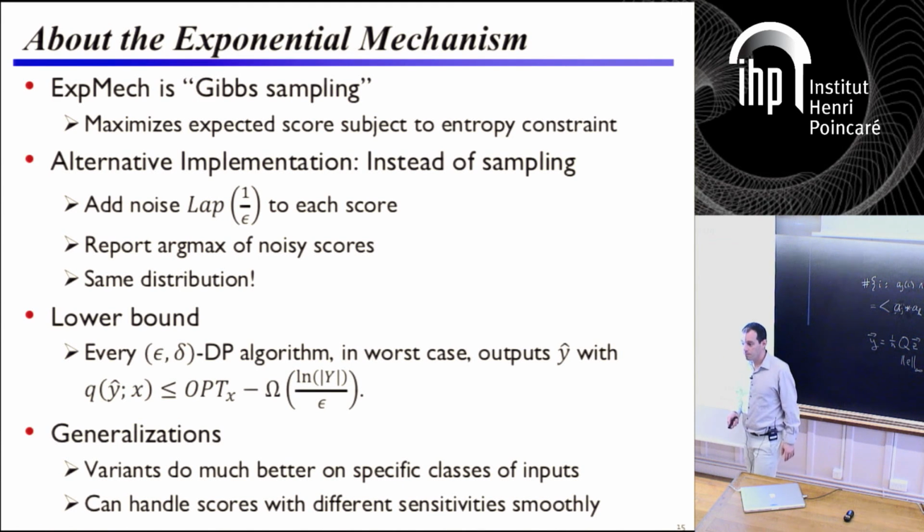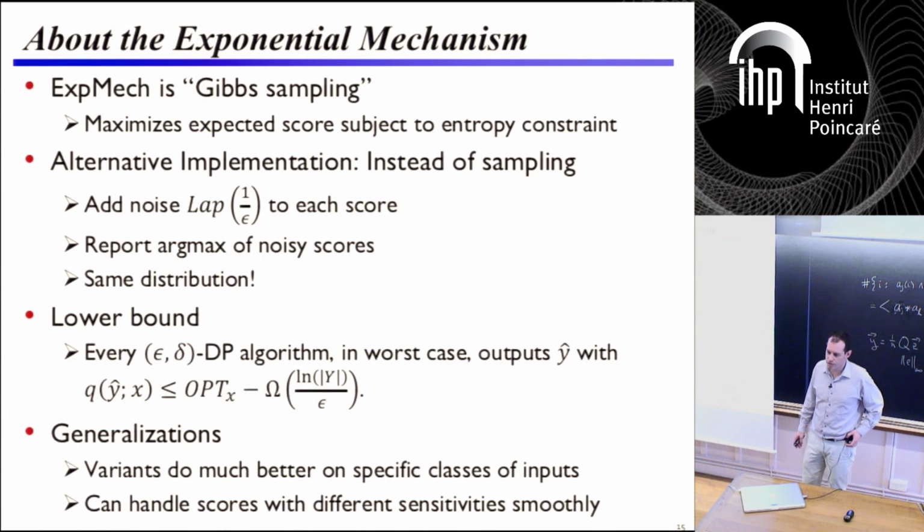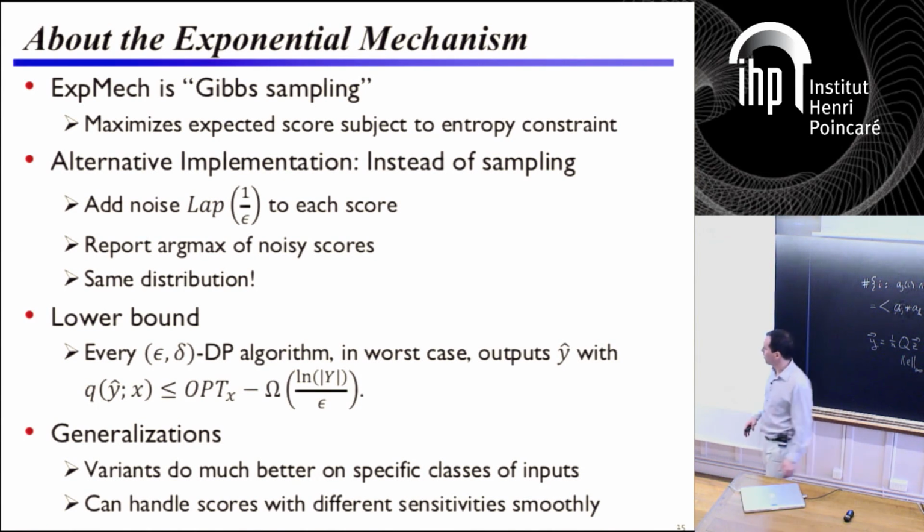Yeah? This doesn't get around the fact that if y is, say, exponentially large, I mean, it won't solve the complexity issue, right? No. You still have to explicitly compute all the scores. So for specific sets of scores, sometimes you can do something better, and we're not going to go there.